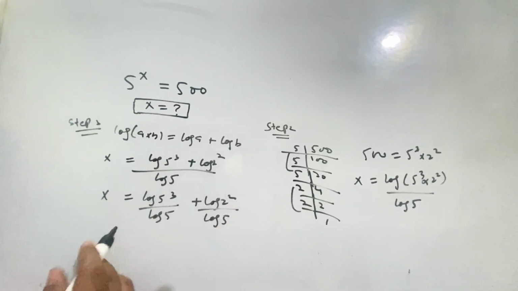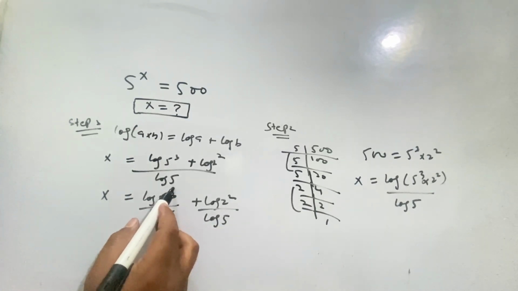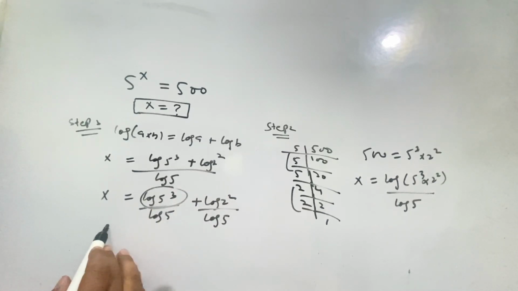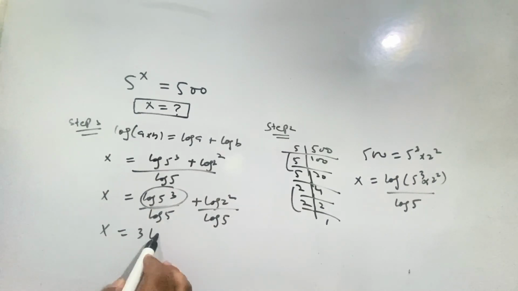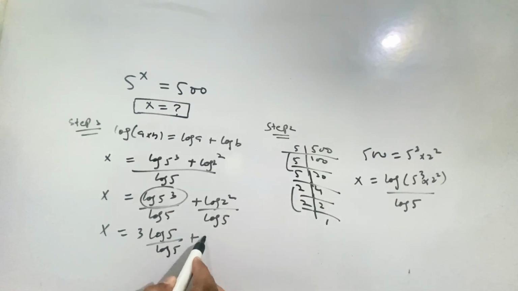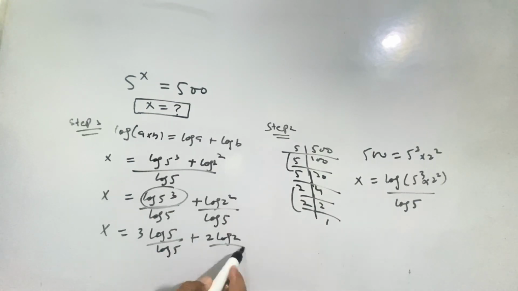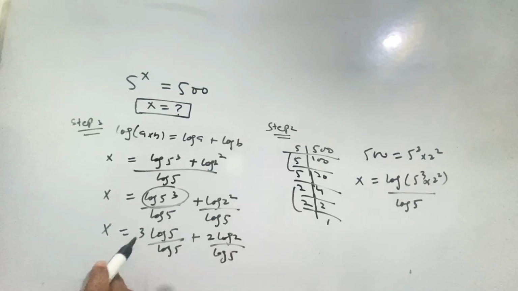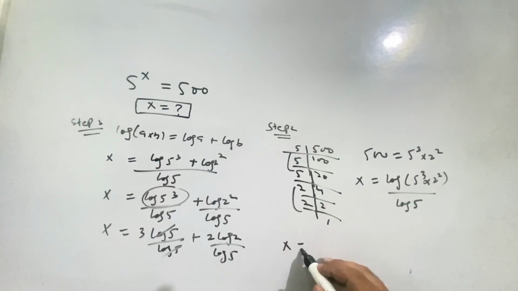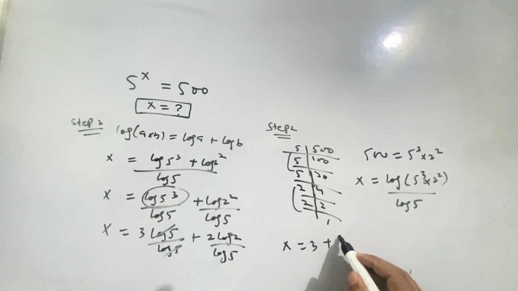Apply the rule again. Log of a to the b equals b times log of a. Thus, x equals 3 times log of 5 over log of 5 plus 2 times log of 2 over log of 5. Now simplify. Log of 5 over log of 5 equals 1. So, x equals 3 plus 2 times log of 2 over log of 5.